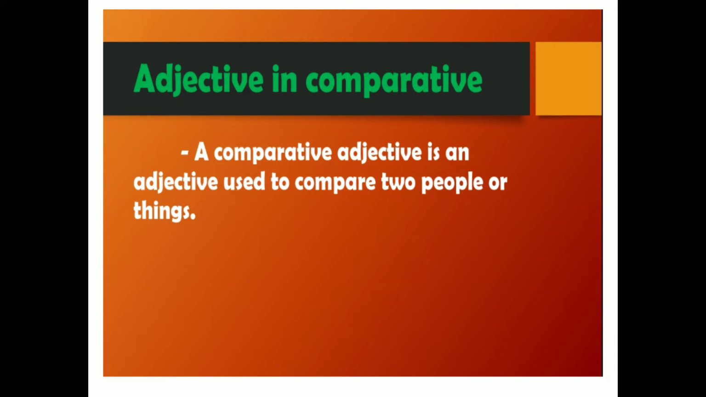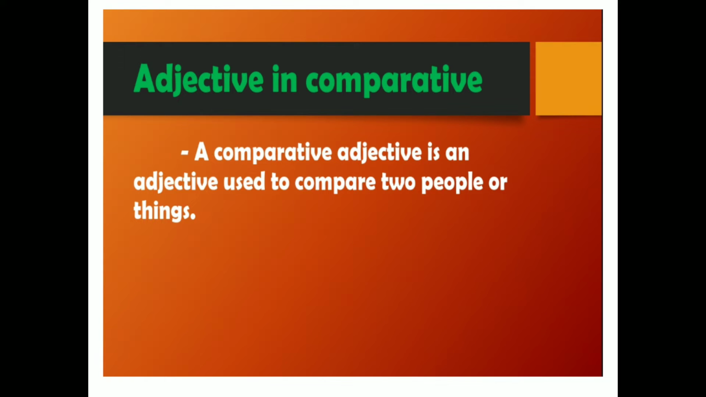So, we often use them together with the word than, in order to connect the two people or things we are comparing. So, for example: taller, smarter, and slower.